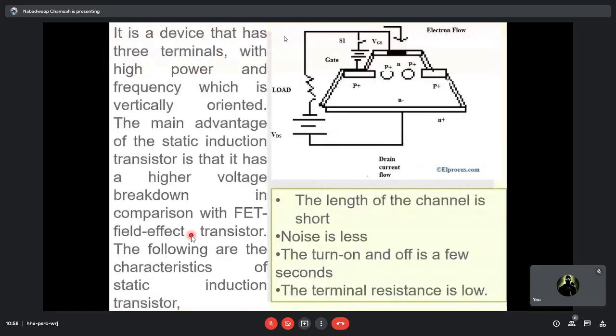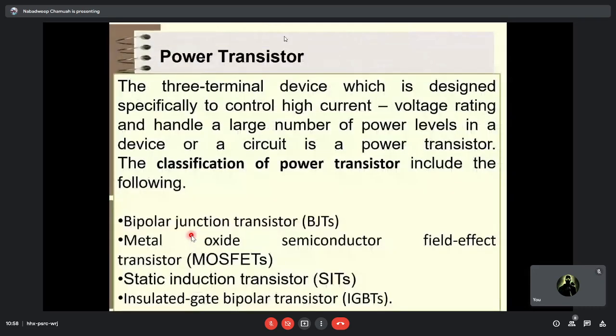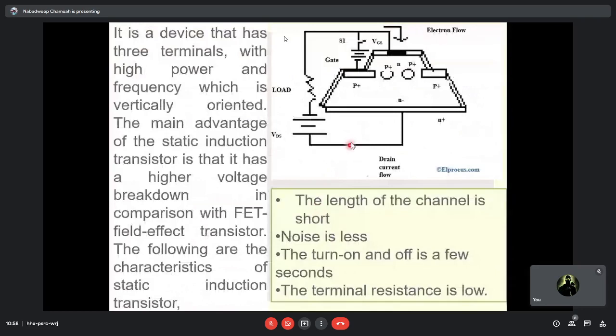Okay. Next is the third one, the static induction transistor. Static induction transistor looks somewhat like this, and its construction is somewhat like this. It is a device that has three terminals with high power and frequency, and it is vertically oriented. The main advantage of this static induction transistor is higher voltage breakdown in comparison with the FET, that is, field effect transistor.